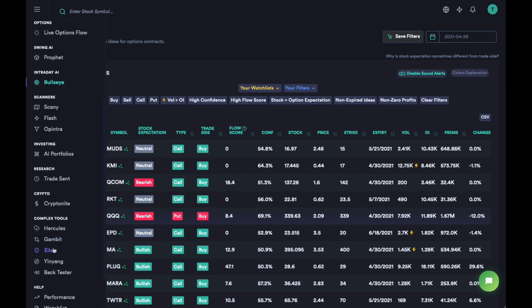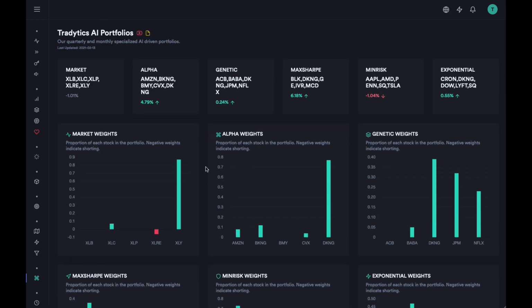So our goal from the very start has been to become a one-stop shop for all kinds of traders. And in order to achieve that, we can't just have dashboards and swing and day trading tools. We also need to have some long-term investing tools. And that's where the AI portfolios come in. These portfolios are designed to beat the market consistently, and they're updated every 2 or 3 months.